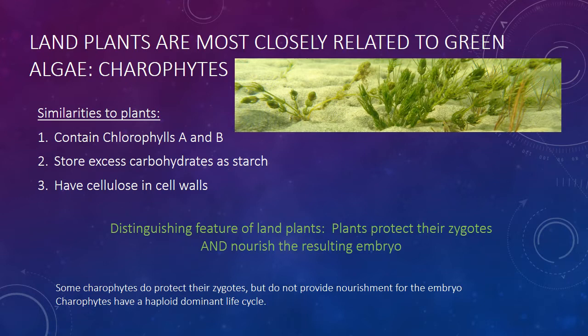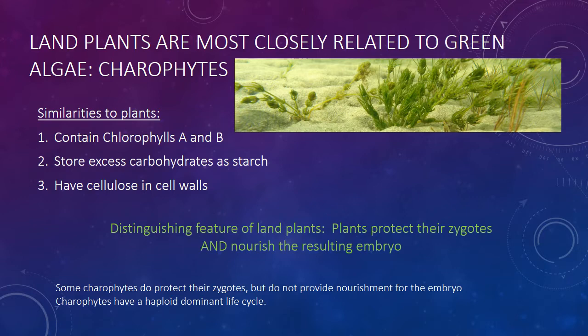So what makes the land plants different than the charophytes? Particularly looking at their reproductive cycle. Plants protect their zygotes and they nourish the resulting embryo. Some charophytes protect their zygotes in a very basic way, but plants kind of go out of their way to make sure that those zygotes are highly protected. But the charophytes also don't nourish the embryos.